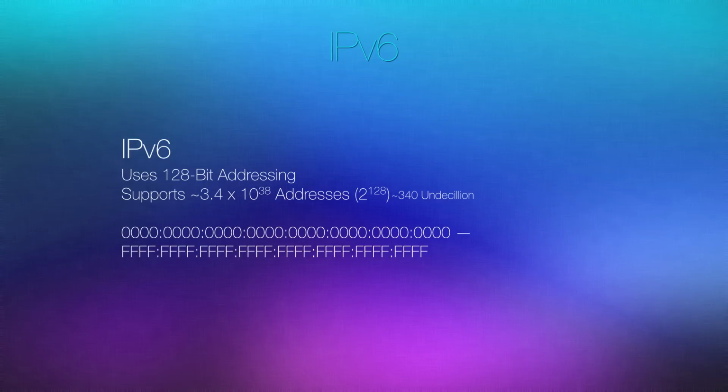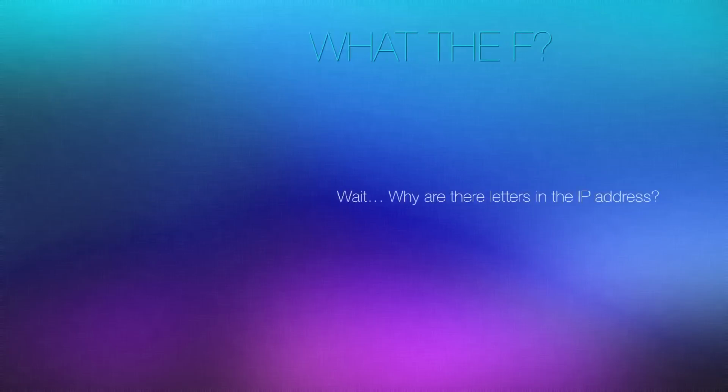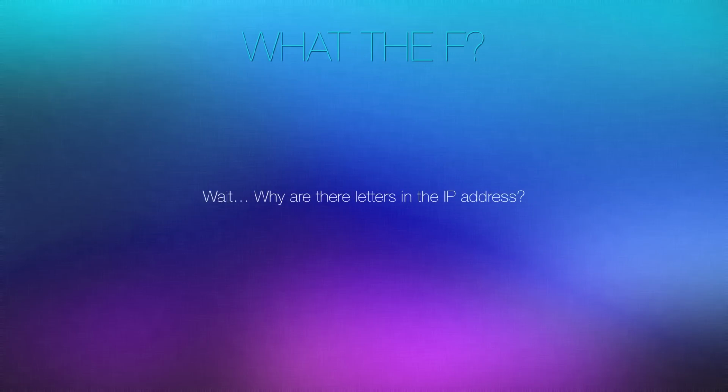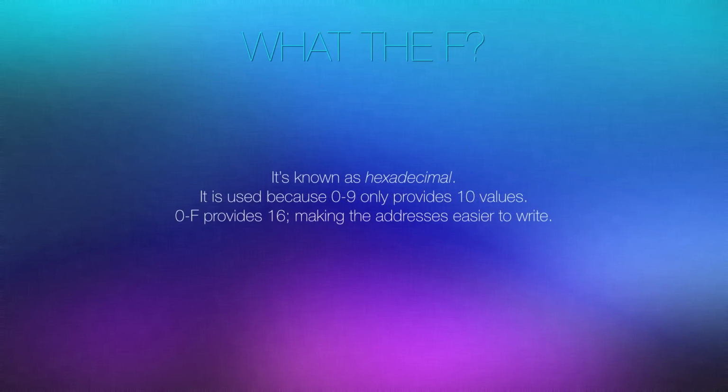Why are there letters here? Some may not know this. I'd be glad to explain it as simply as I can here. Yeah, what the F? Why are there letters in my IP address? It's known as hexadecimal, and we use it because 0 through 9, our regular numbers that we use, only gives us 10 values. 0 through F, however, takes 0 through 9 and then A, B, C, D, E, F, that gives us 16. That makes the addresses easier to write.